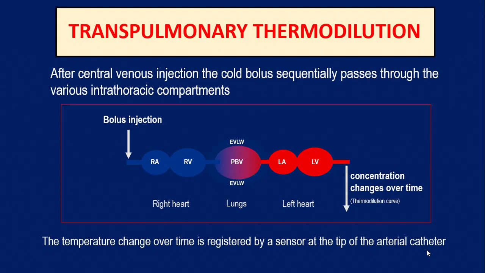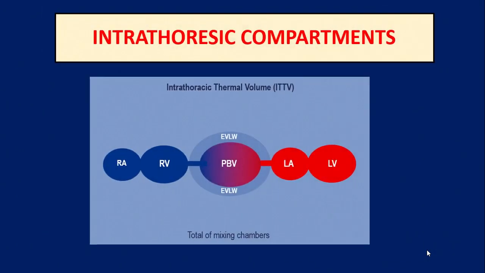These are the graphic presentations. What we are measuring after central line injection: the cold bolus sequentially passes through the various intrathoracic compartments. They are important to remember. Whatever is injected into the central line will go ultimately to the right atrium, to the right ventricle, to the whole of the lungs. So right heart, lungs, and the left heart. And then we measure the changes by the sensor at the tip of the arterial catheter.